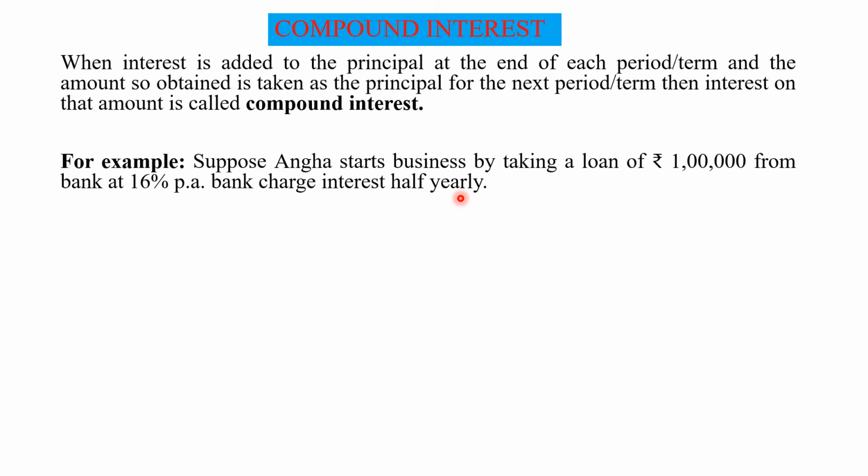If we solve the same problem with simple interest, we use the formula PRN divided by 100, and the answer is 1 lakh into 16% into 1 divided by 100, which is 8,000 plus 8,000 equal to 16,000. And we have to calculate half yearly: 8,000 for the first half year and 8,000 for the second half year. Then we have to use compound interest.